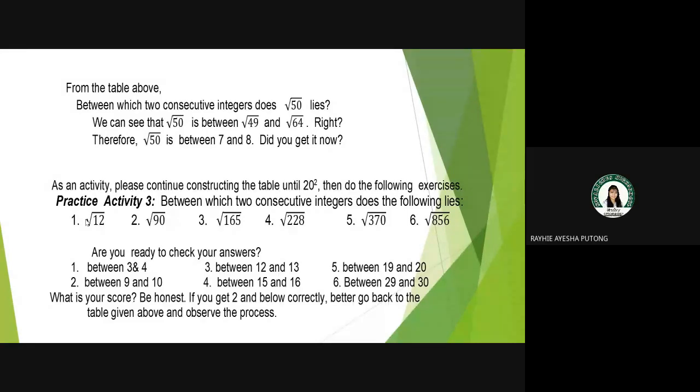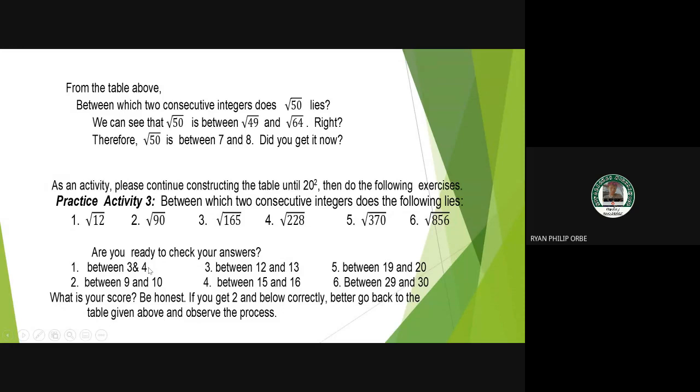9 po. Square root of 9 po. Okay? After ng 9, anong susunod na perfect square? Di ba sabi natin 3 times 3 is 9, 4 times 4 is 16. Ano ngayon ang susunod na perfect square number? 15 or 16? 16 po. So that's why the two consecutive integers are 3 and 4.